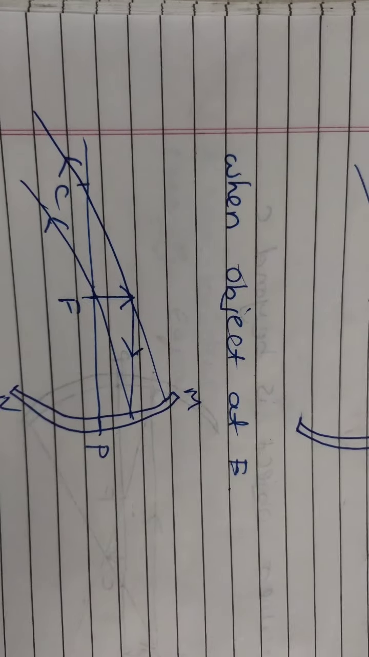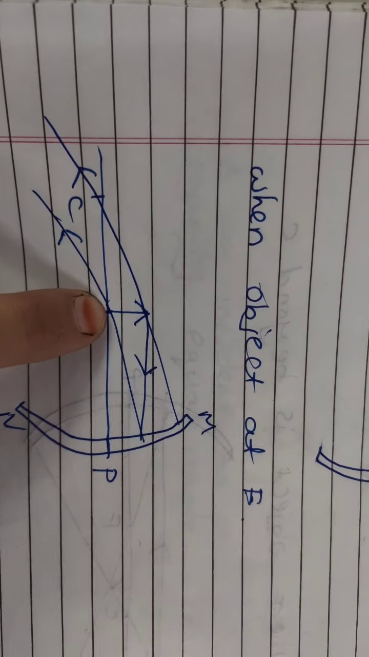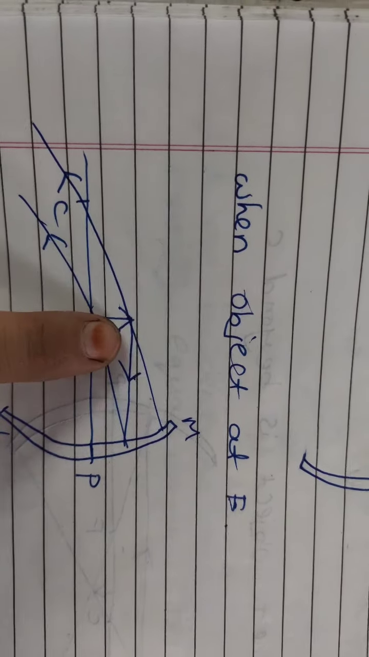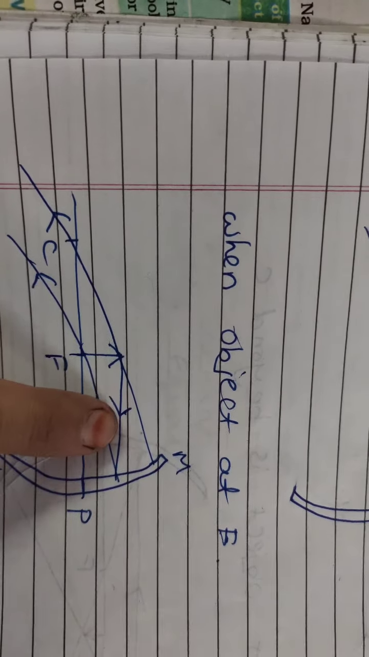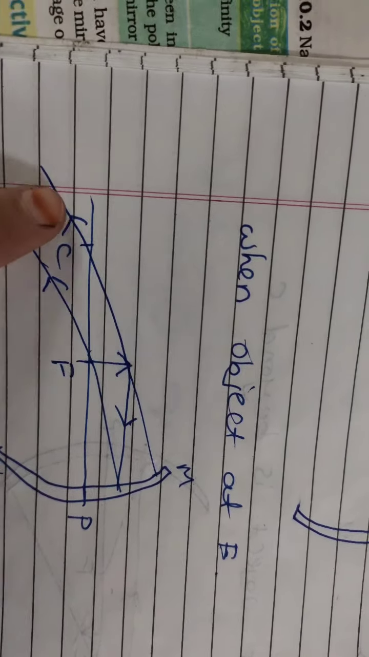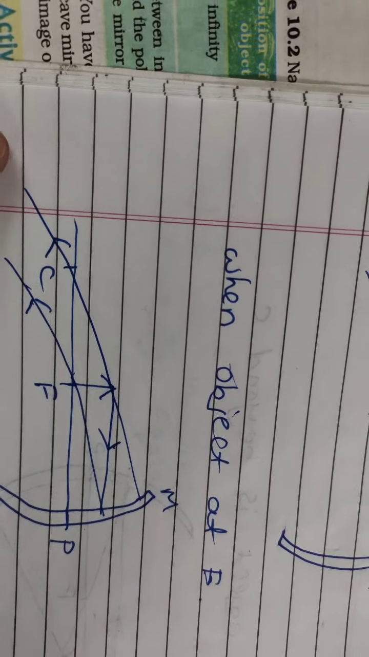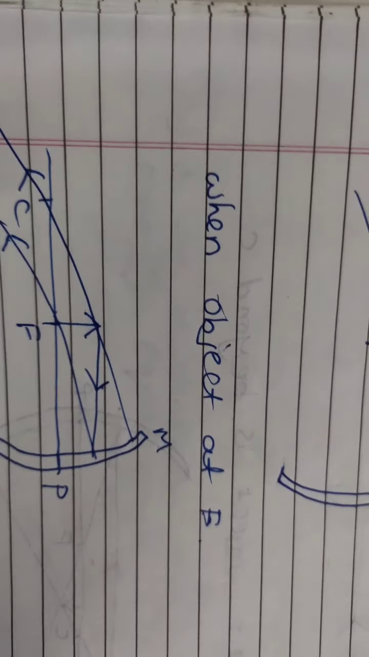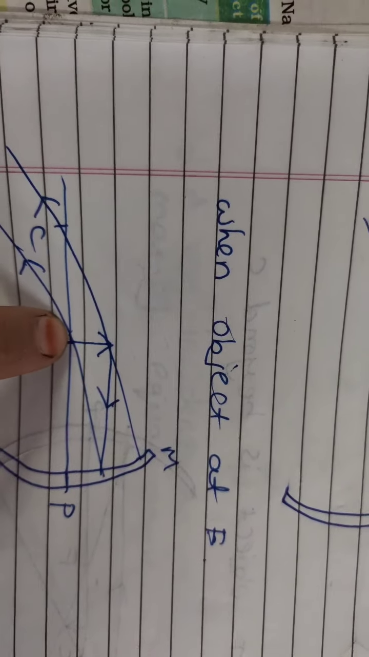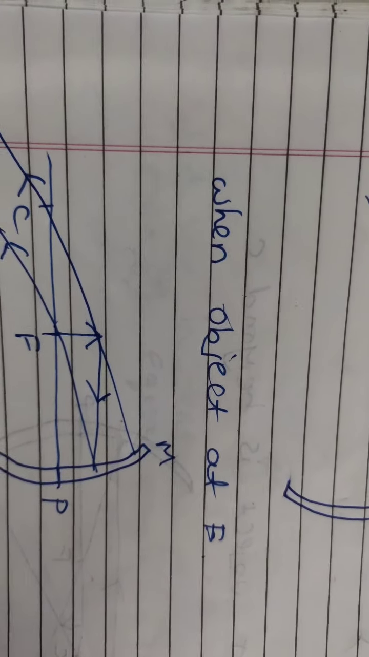Fourth is when the object is at F, meaning at the focus point. When the object is at the focus point, it has a double part, parallel to the radius. This is the radius part. And the reflection will be on both sides. It will cross the center of curvature also and cross the focus point also. Means if the object is at the focus point, the reflection will be double.